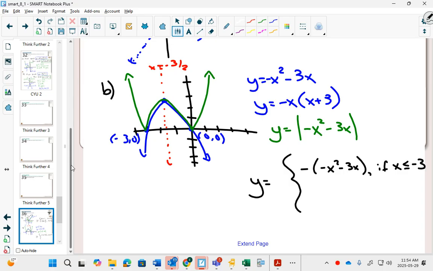My middle section between negative 3 and 0 stayed the same. So in that middle section, I could just write my original equation. That's from negative 3 to 0. And finally, the section that was bigger than 0, that got flipped up again. So I take my original equation, put it in brackets, put a negative out in front. That's when x was bigger than or equal to 0.